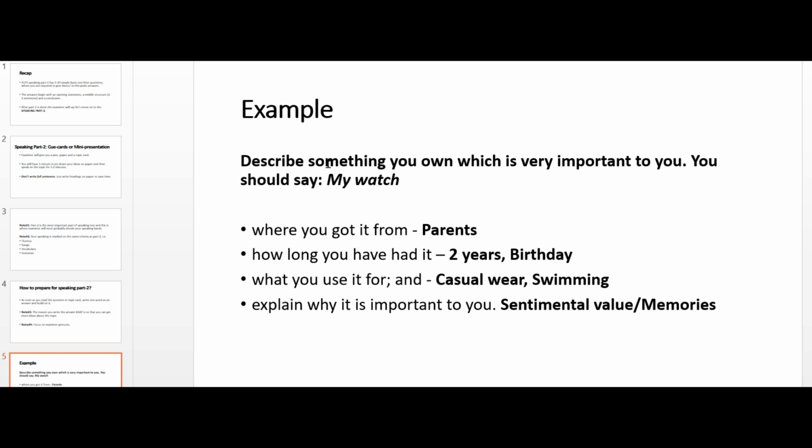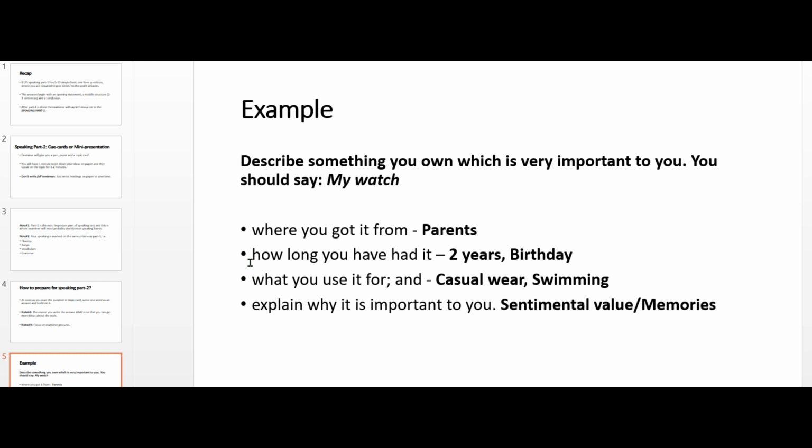I would say, so, describe something you own which is very important to you. My watch is very important to me. That is because it has great sentimental value, and it was given to me by my parents 2 years back on my birthday, and I use it on a daily basis. I wear it with my jeans when I go out, or when I go out for swimming as well.